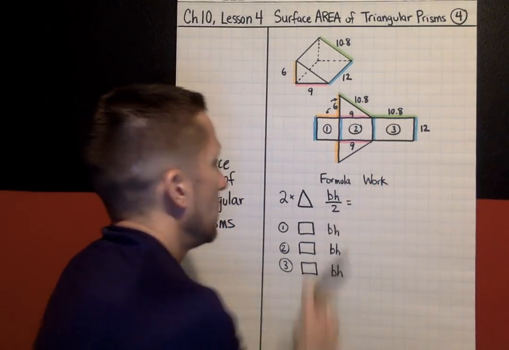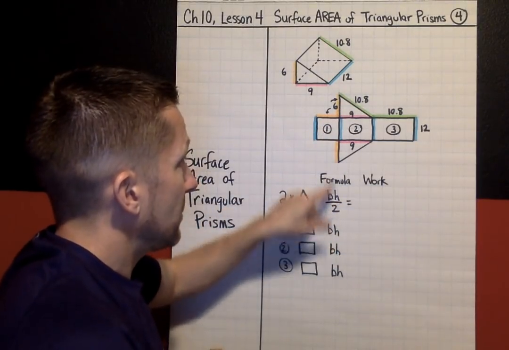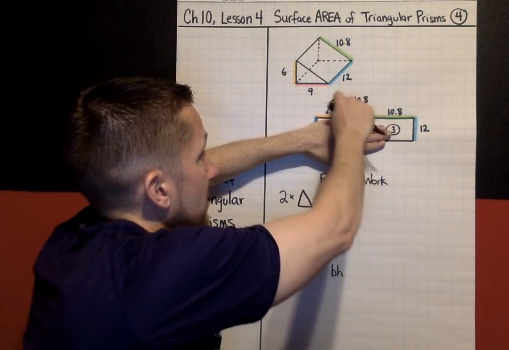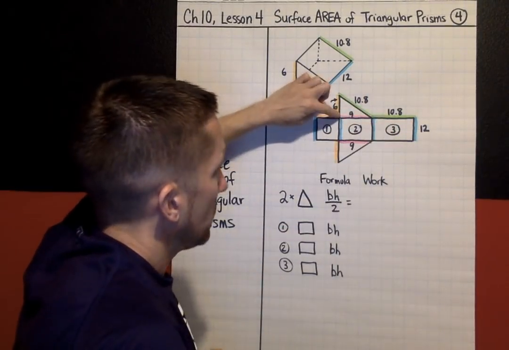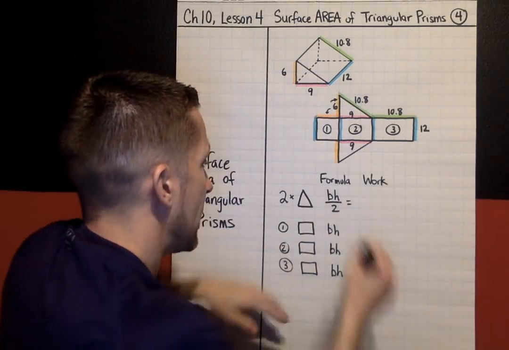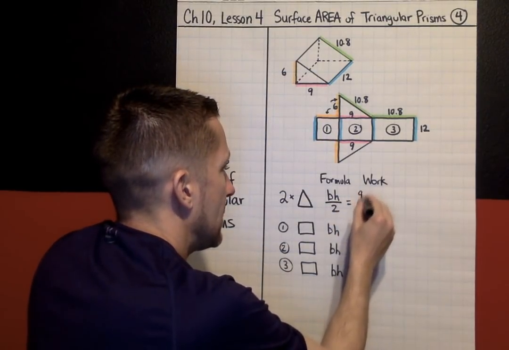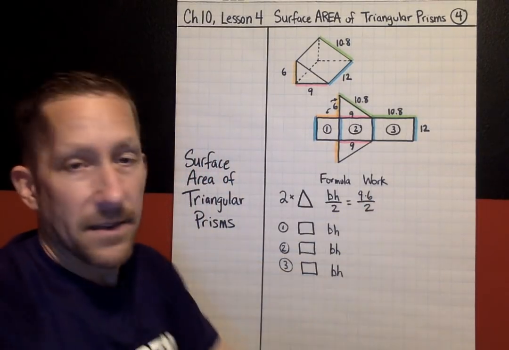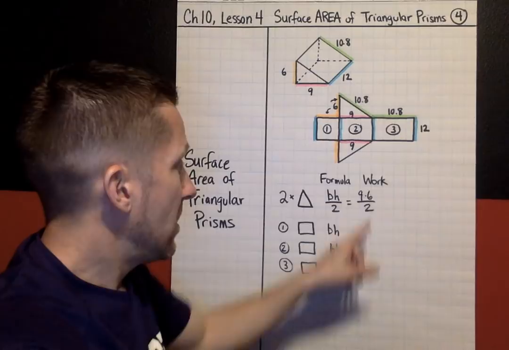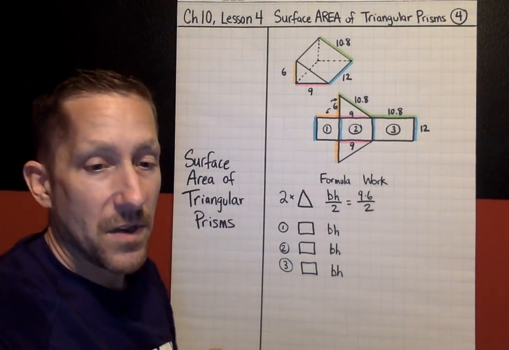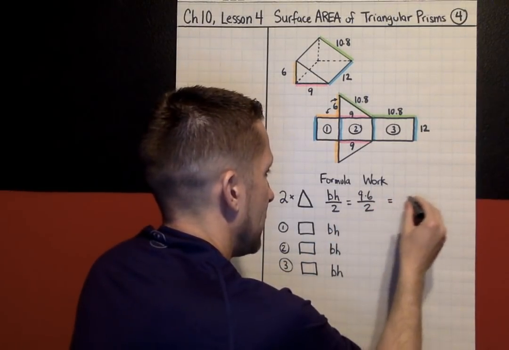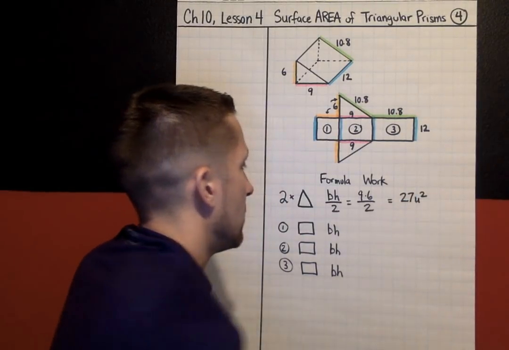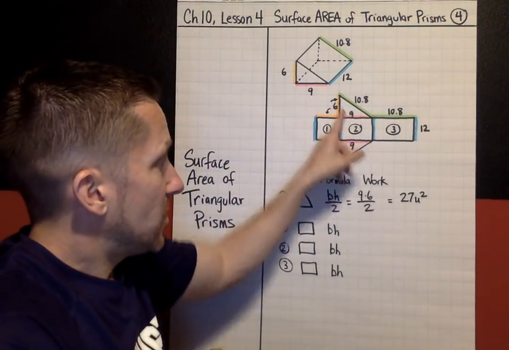So, look at the triangle. Base times height. If I'm just looking at the triangle right now, this could be the base, and this would be the height. So 9 is the base, 6 is the height. I'm going to plug those numbers in. 9 times 6 divided by 2. 9 times 6 is 54. 54 divided by 2 becomes 27 units squared. So that's the area of a triangle.